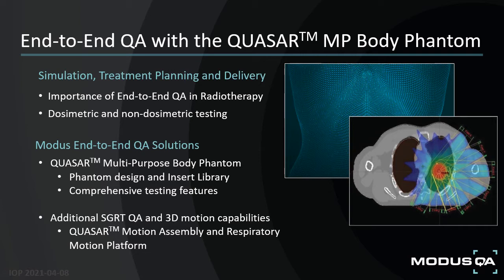Following this, we'll briefly go through the escalating need for both dosimetric and non-dosimetric evaluations with those RTP systems. From there onwards, we'll have a little chat about Modus' solution to all this comprehensive testing, which is the QUASAR multi-purpose body itself. That covers the phantom design, its large library of interchangeable inserts that facilitate the wide variety of possible tests one can do with the phantom, and how these testing features can be applied to the QA workflow of any SBRT treatment.